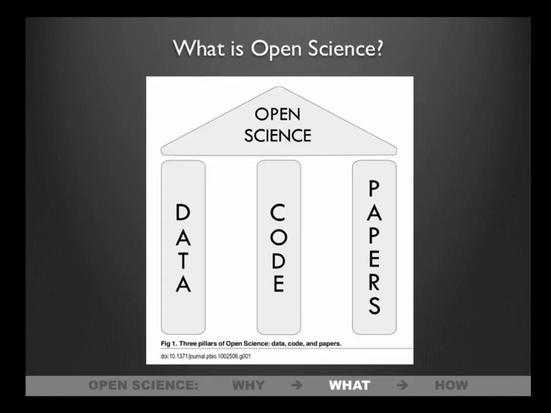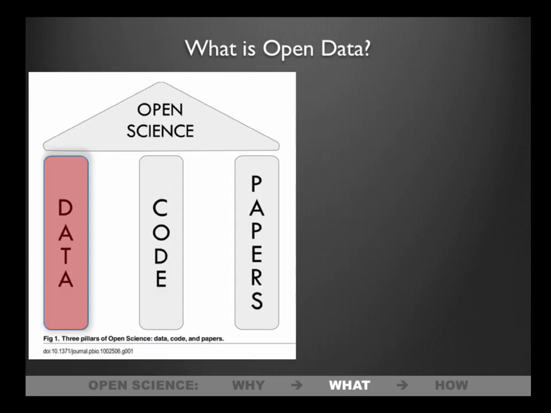I'm going to steal a graph from a paper that was put out by Chris Gorgolewski and Russ Poldrack, and they see open science as having 3 main pillars: data, code, and papers. And let me just talk about each of those in turn. Data. So I think we all know what open data is, the idea of sharing the data that you collected.